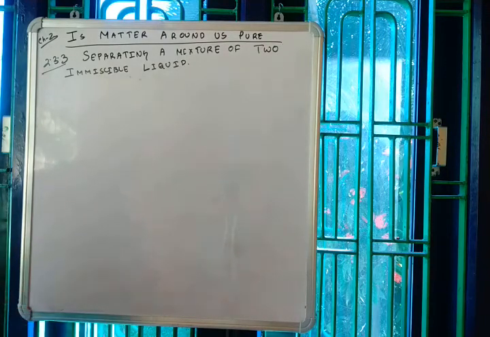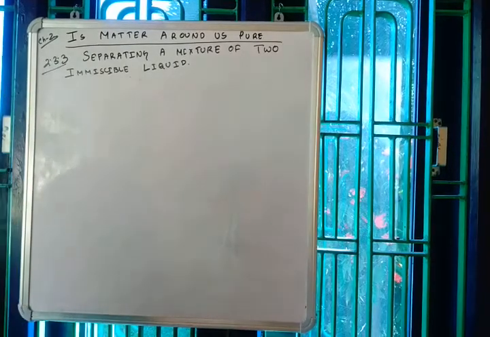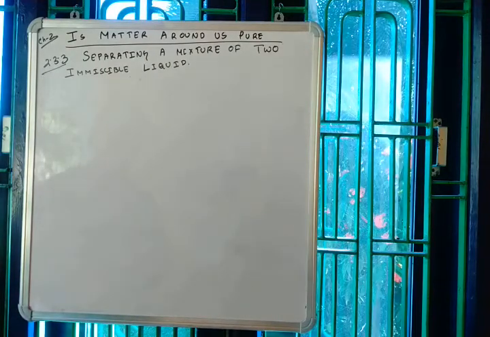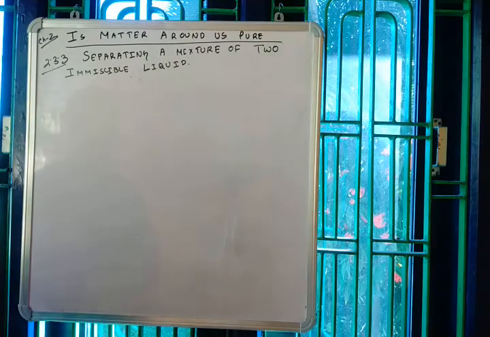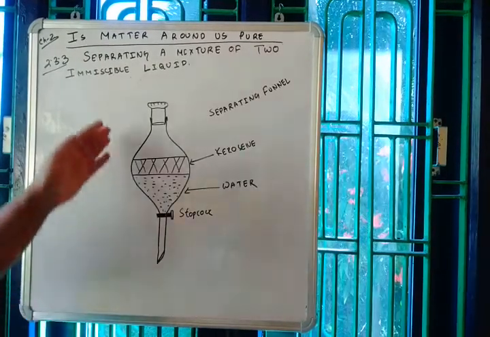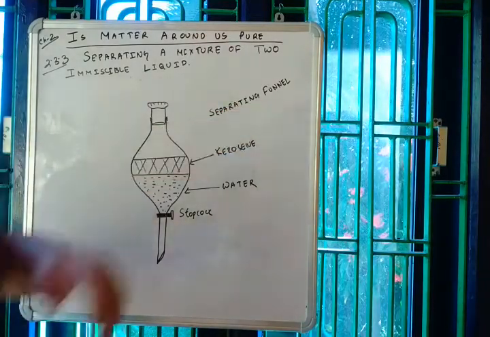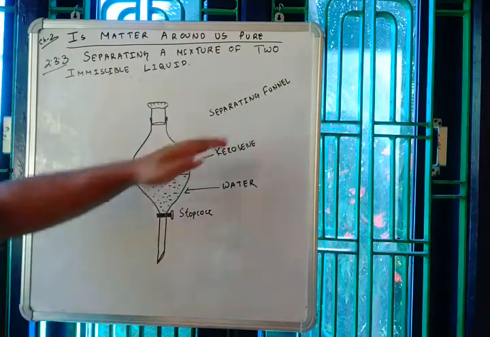In order to separate the components from a mixture of two immiscible liquids, we use a device or an instrument called a separating funnel. There is a diagram given in your book. Go through the diagram and try to understand. This is a separating funnel as written here.